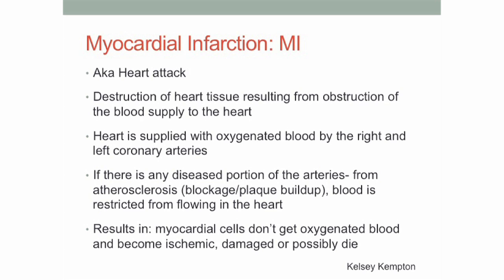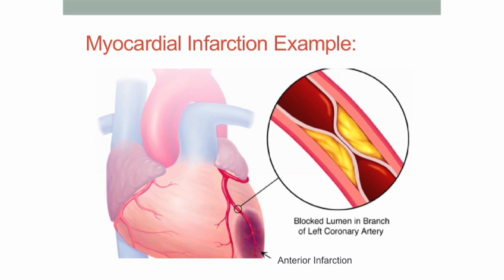And if there's any diseased portion of the arteries from, say, atherosclerosis, which will cause blockage and plaque buildup, blood is restricted from flowing in the heart. And this will result in the myocardial cells not getting oxygenated blood and becoming ischemic, and then possibly getting more damage and even death. Here's an example of myocardial infarction, and you can see that the artery is blocked by atherosclerosis, usually lipids or cholesterol, and down there by the anterior infarction labeled, you can see how dark it is, and this is because of the death of the myocardial cells.